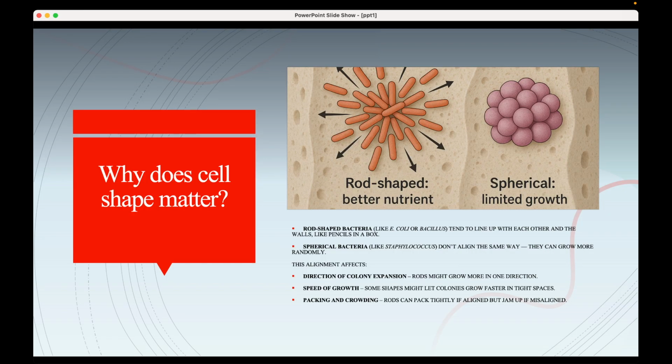As I told you earlier, rod-shaped bacteria tend to line up with each other and the walls, whereas the spherical ones don't align in the same way. This alignment affects the direction of colony expansion, speed of growth, and packing and crowding.